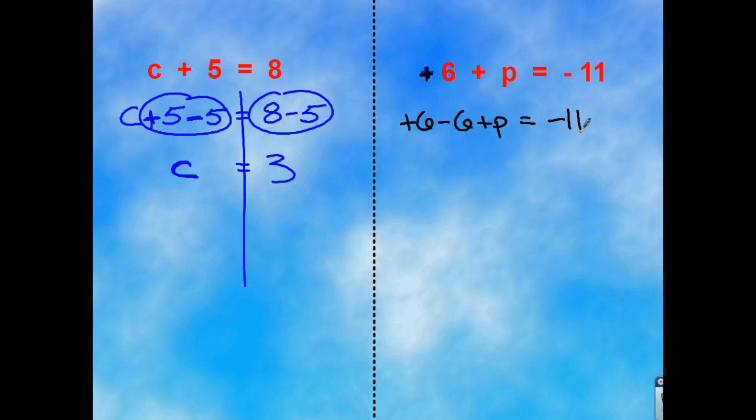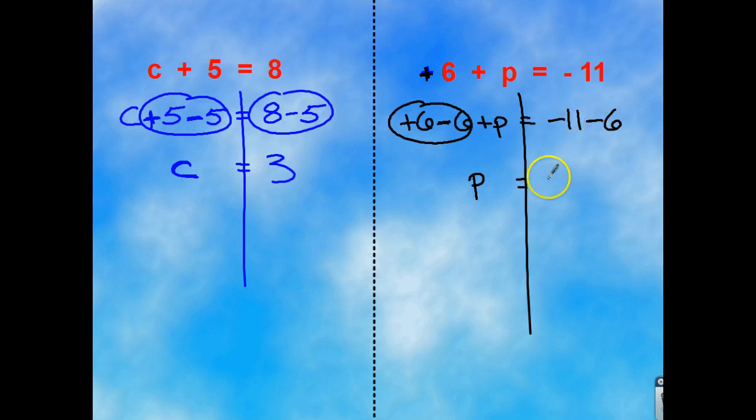Now, what did we do to get rid of this positive 6? Well, we subtracted 6. So I do that to both sides. All right, here's my wall. This is now 0. I'm left with P equaling negative 11 minus 6 is negative 17. And that's where remembering those integer rules is going to come in very handy here.